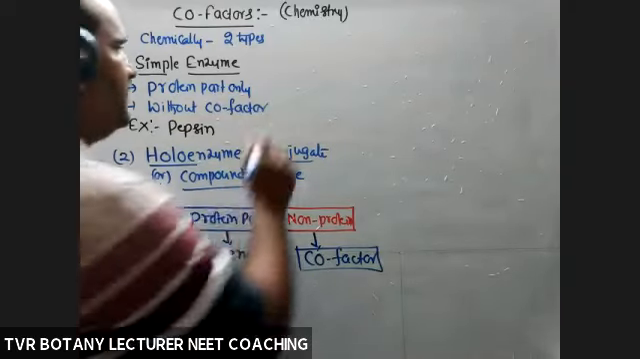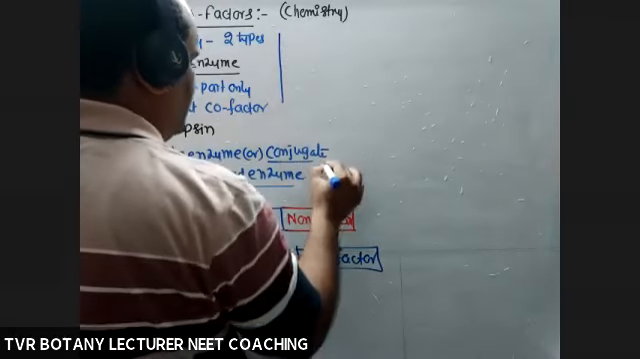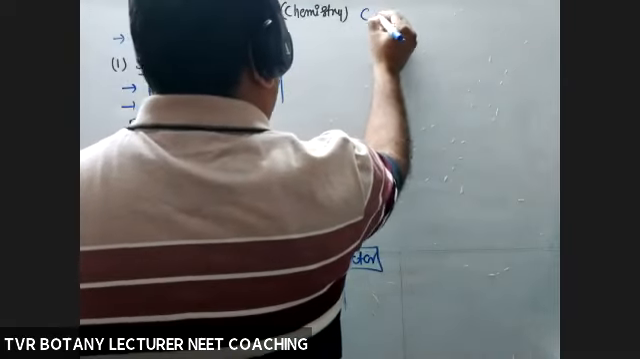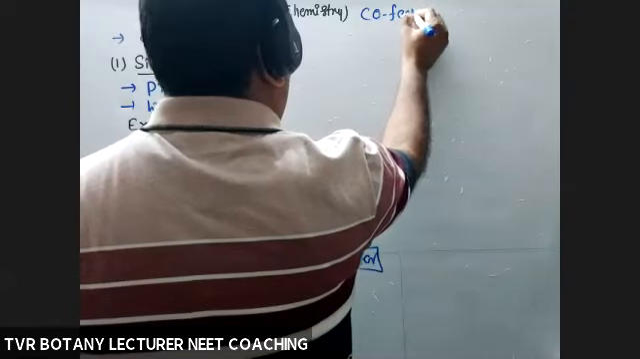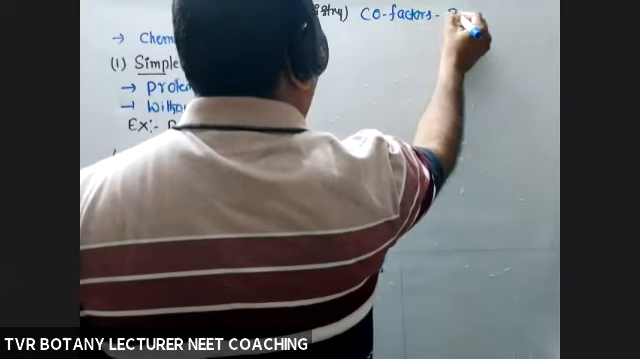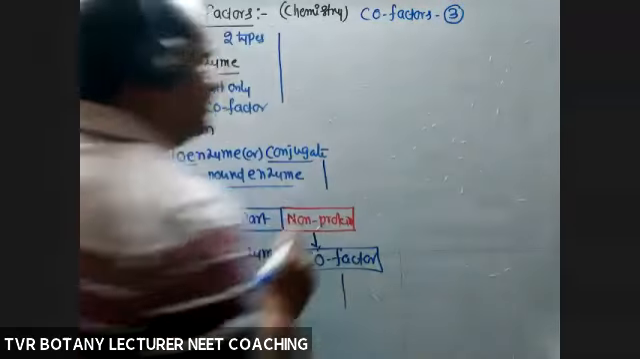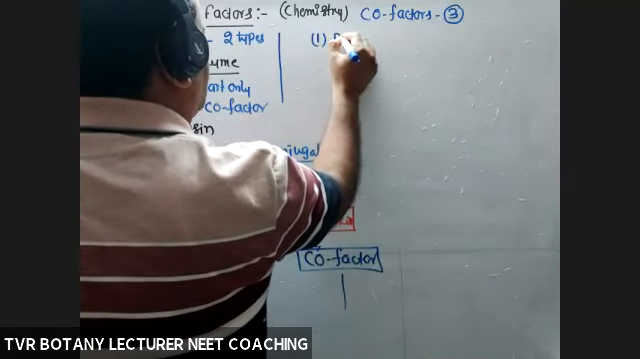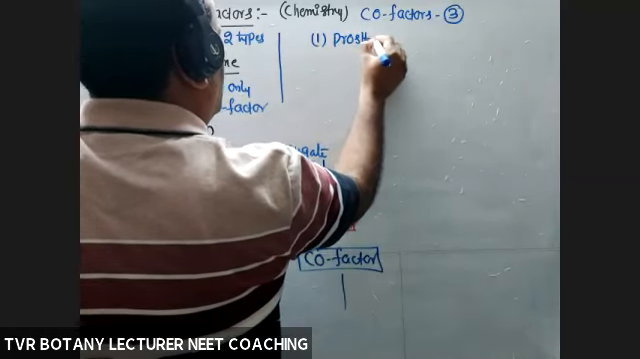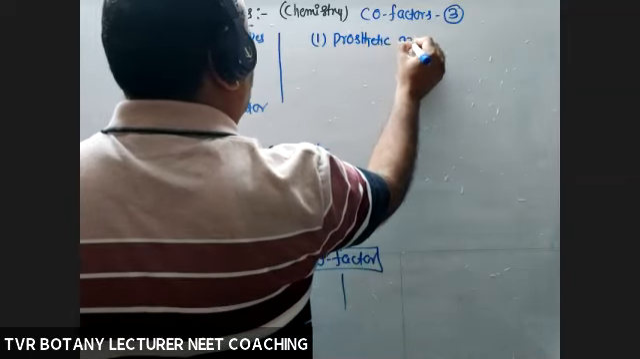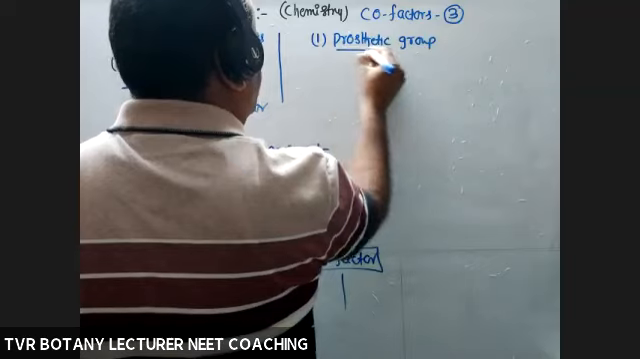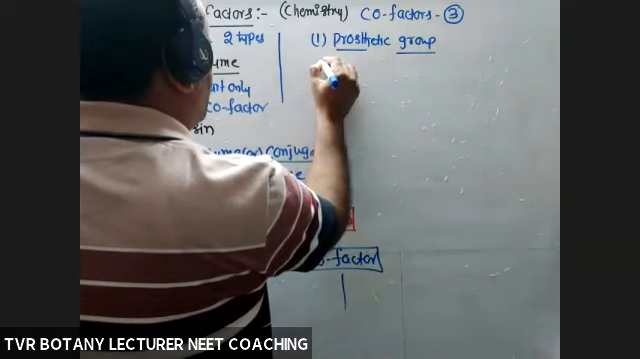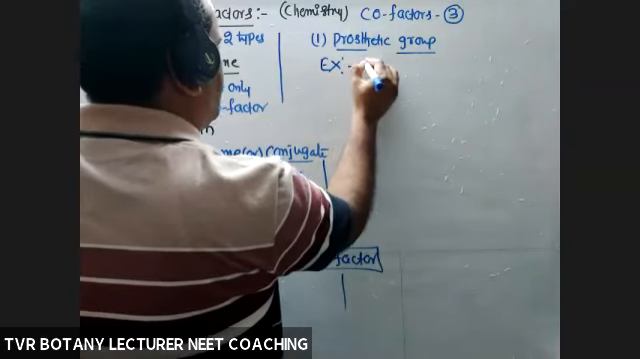So how many kinds of cofactors are there? According to the textbook, three kinds of cofactors. What are they? First one, prosthetic group. Okay, so give an example. First example, heme.